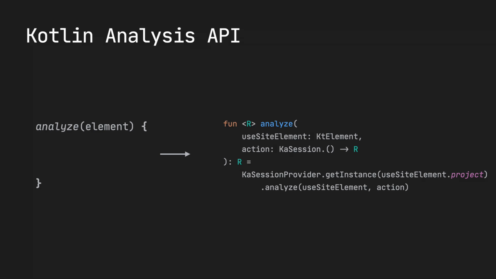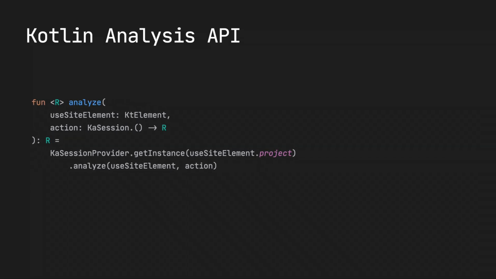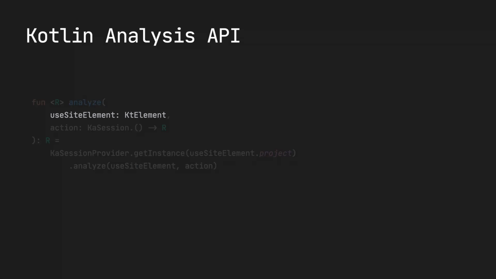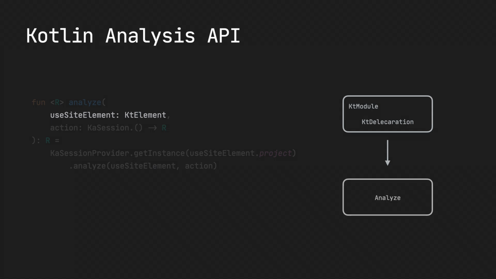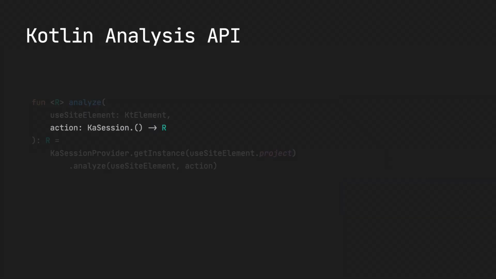Let's look at each of the different pieces of this analyze method. The first parameter in this analyze method is where I could provide a particular KT element. It could be a declaration, expression. It could also be a module that contains many declarations. The second thing that this analyze method has is an action. As I said, it could be a module which has KT declarations that I could provide to this analyze method. So it doesn't have to be just one KT element. Usually you have a module that you're providing to this analyze method. The next thing that it has, which is very important, is this action type.